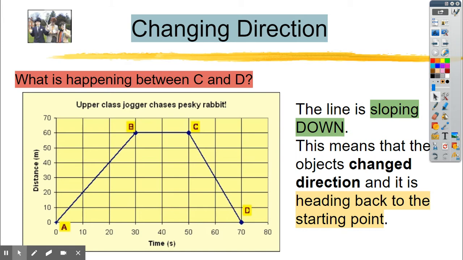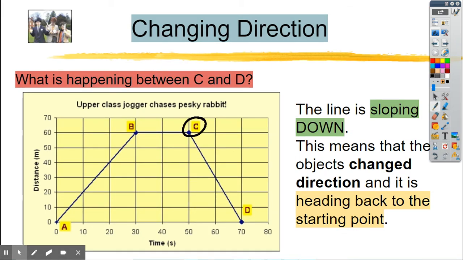So there's also changing direction. So what is happening between C and D? If we look at C and D, you might think that this object is slowing down, but that's not what that means. It means that the object changed direction and is heading back to the starting point.